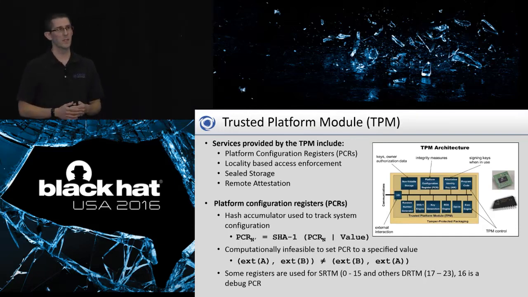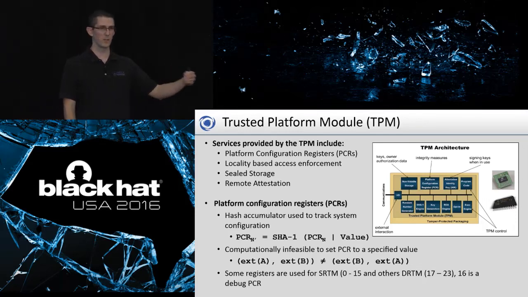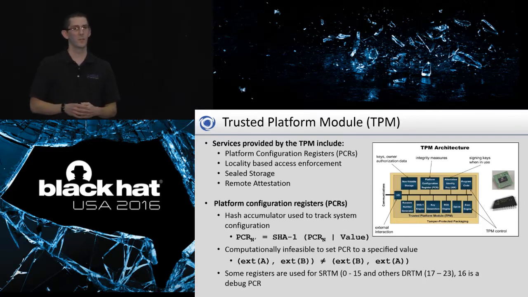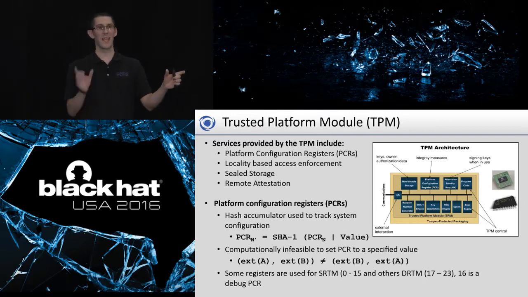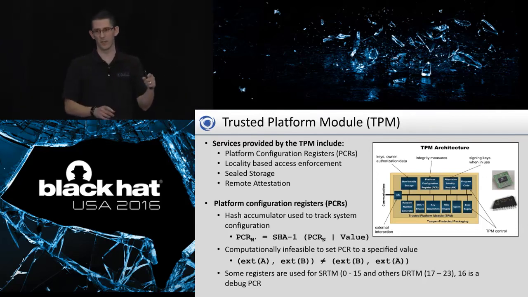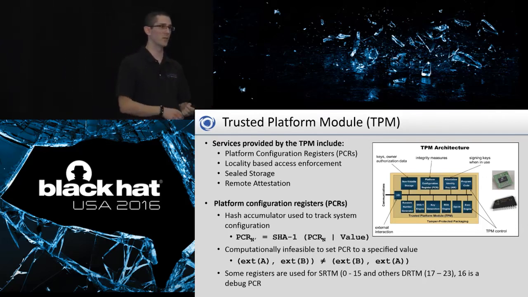Something important about PCRs is software can't just set them to a value, right? So there's a set of them. You can't just say set PCR 17 to a value of 1, 2, 3, 4, 5. That's not how it works. The only way you can change the value is through what's called an extend operation. So the extend operation takes the current value in that PCR, concatenates the new data you want to add, and then takes a hash of that whole thing. The result of the hash becomes the new value of the PCR.